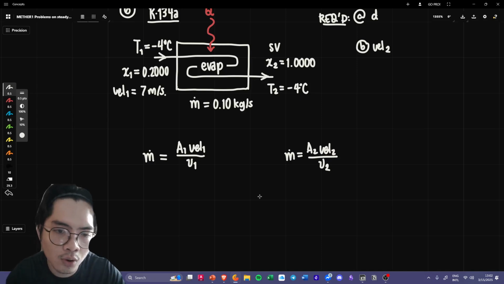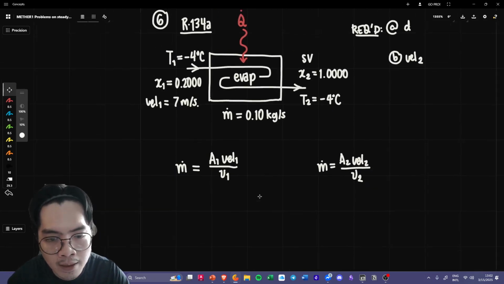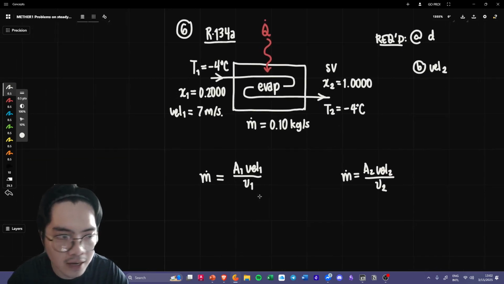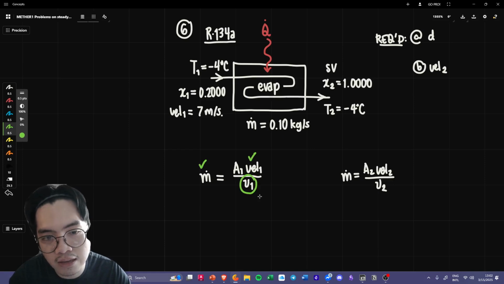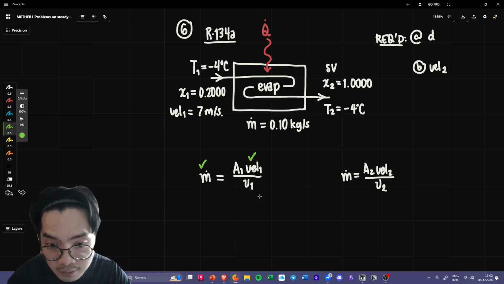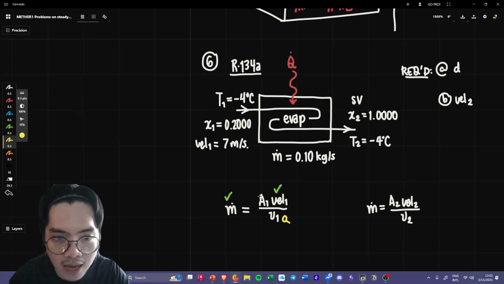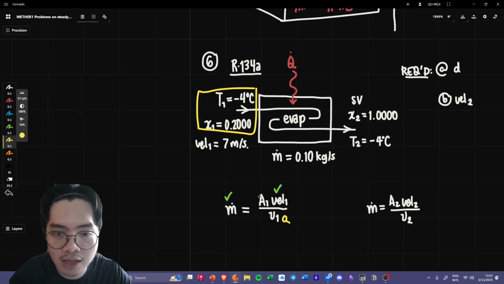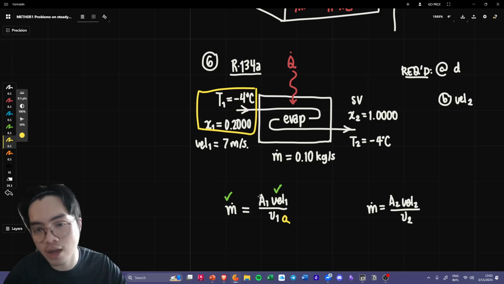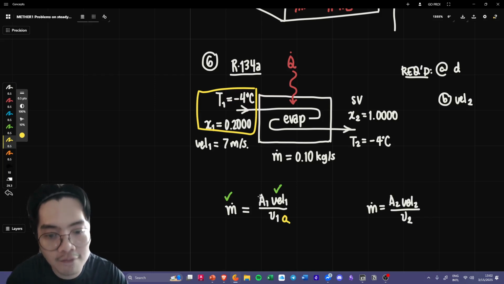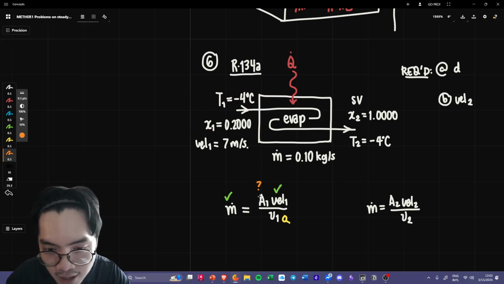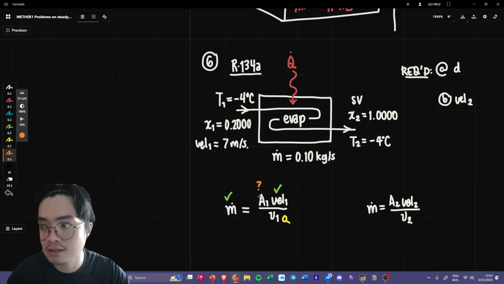And also, what's happening here is that you already have a value of VEL1. You have a value of m dot, of course, and what you can do is you can get the value of V1, because now this is completely defined. You have a temperature and you also have a quality, which means it's saturated. You know where it is. Therefore, you can find the area, and from there, you can find the diameter.